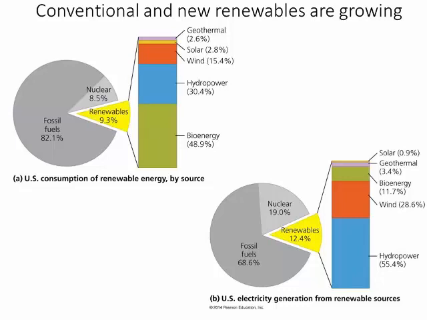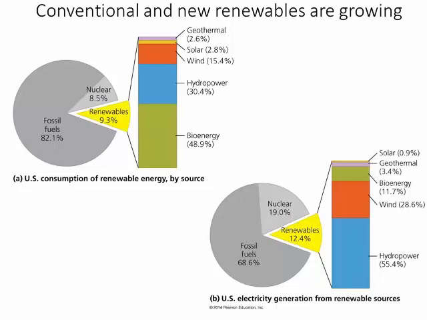Nations vary in the amount of renewable energies that they utilize. In the U.S., most of our renewable energy comes from bioenergy and from hydropower. As of 2012, wind energy accounted for 15% of U.S. consumption of renewable energy, solar energy accounted for 2.8%, geothermal accounted for 2.6%, and hydropower and bioenergy accounted for 30.4% and 48.9%, respectively. Clearly we are relying more heavily on biomass and hydropower. Wind, solar, and geothermal combined account for just 20.8%.